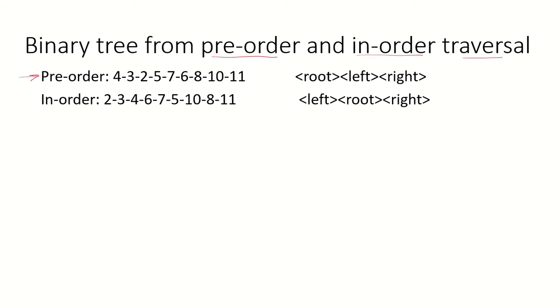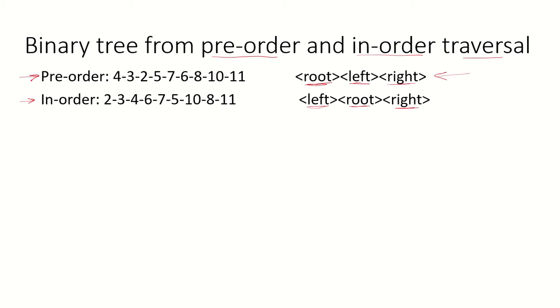Suppose this is the pre-order traversal. We know that in a pre-order traversal, the root node is always visited before we visit the left subtree or the right subtree. So in this order, the nodes will be visited: first the root node, then the left subtree and then the right subtree. In in-order traversal, first the left subtree is visited, then the root node and then the right subtree.